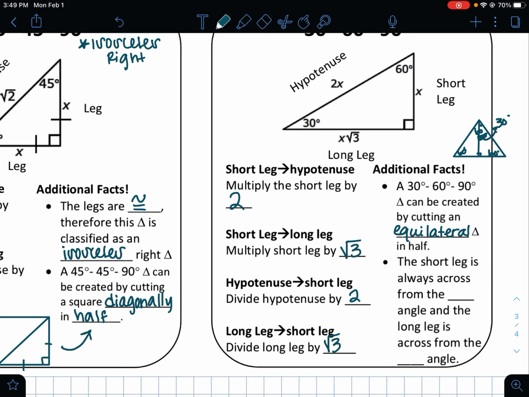The short leg is always across from the 30-degree angle, and the long leg is always across from the 60-degree angle. Again, the long leg is across from 60 degrees, and the short leg is always going to be across from 30 degrees. All right, that pretty much sums it up.